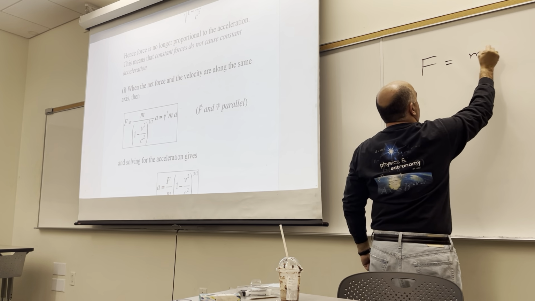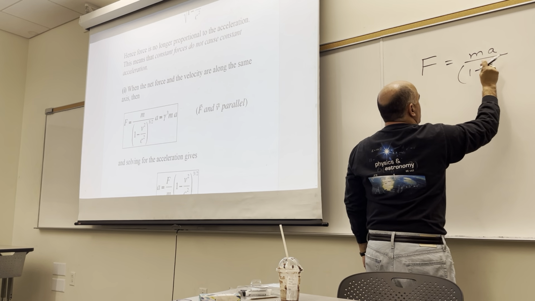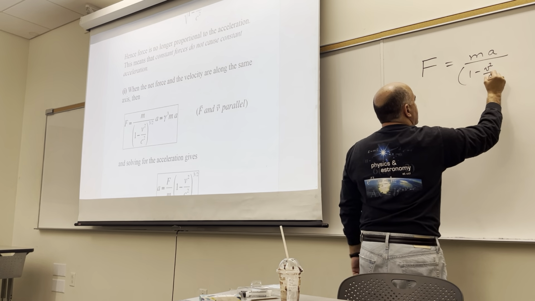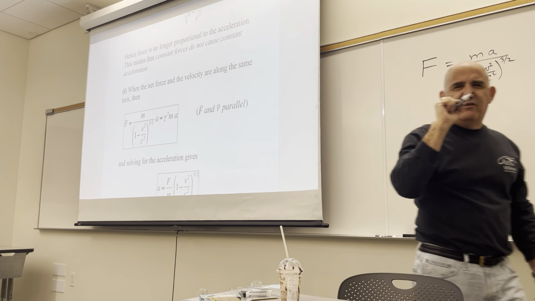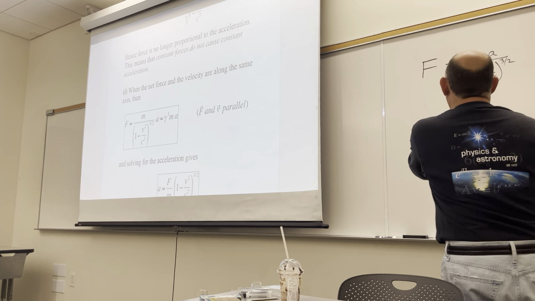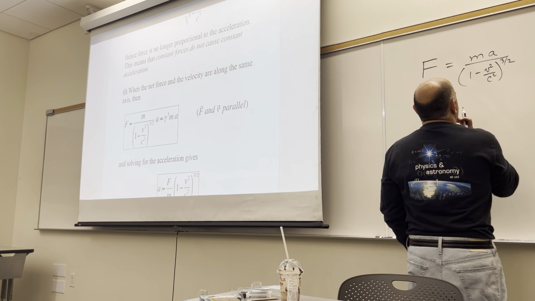F equals ma, but then you have this factor over here, 1 minus v squared over c squared, where v is the speed of the object, and then to the 3/2, not to the 1/2. Usually you'd see a lot of square roots of 1 minus v squared over c squared. So this is the speed of the object of mass m, right?